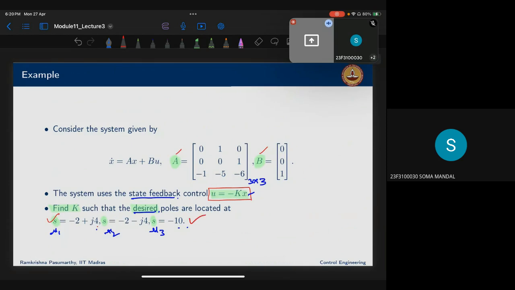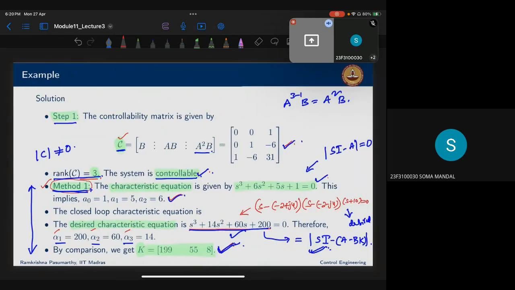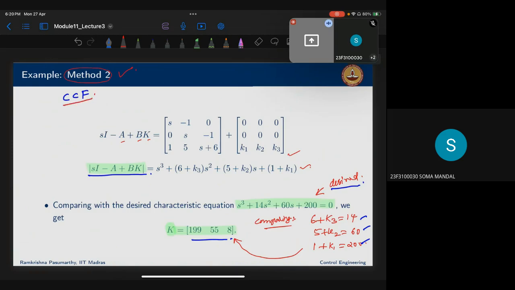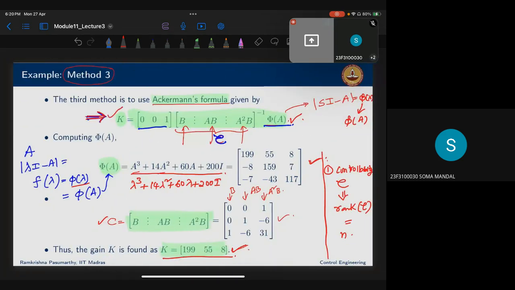Basically, the pole placement technique says you want to place the poles at these desired locations. Correct? To these desired locations, you have three methods. In the first method, the direct method, you compare this polynomial with this. Second method, if the system is in the CCF form, you can find the K. Third method, using the Ackermann formula, you can find the K matrix. Is this clear? Did you get the idea? Yes, I got the idea.